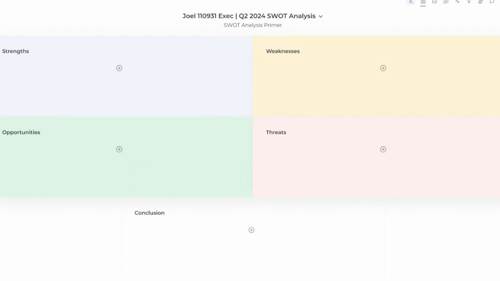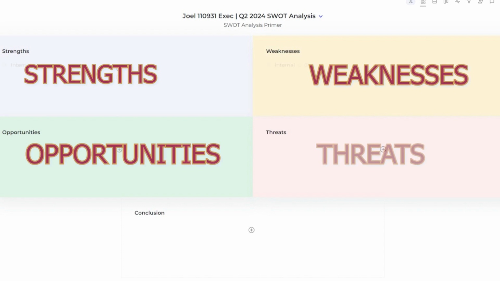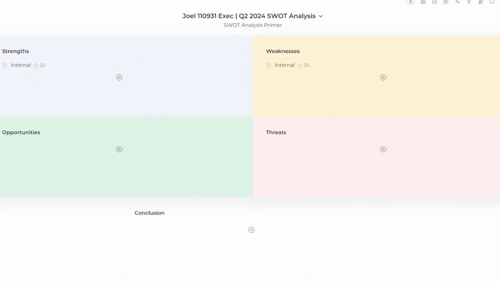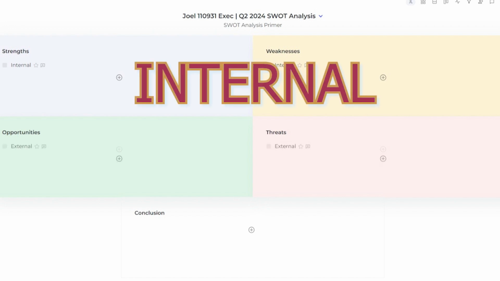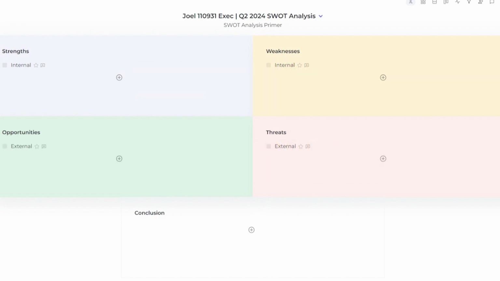The SWOT grid organizes a company's aspects into 4 categories: strengths, weaknesses, opportunities, and threats. Strengths and weaknesses are internal factors, while opportunities and threats are external. When conducting a SWOT analysis, ask yourself these key questions.